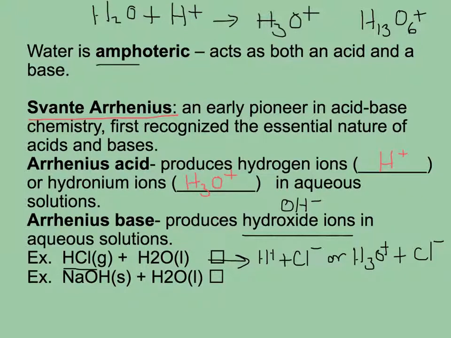A base is a substance that produces hydroxide ions in water. So for example, NaOH, sodium hydroxide, is considered a base according to Arrhenius' definition, because when you put that in water, remember that's ionic, it's made up of ions, the water physically gets in between the ions to separate them, so you get Na+ and OH-. And because you get hydroxide ions, that is considered a base.